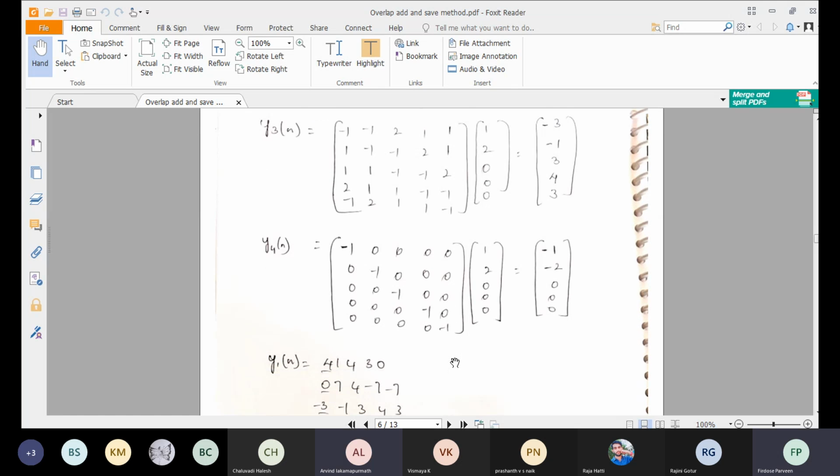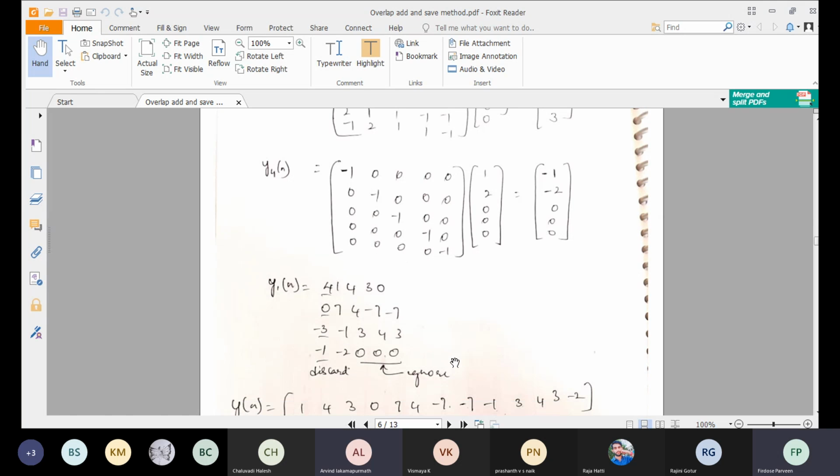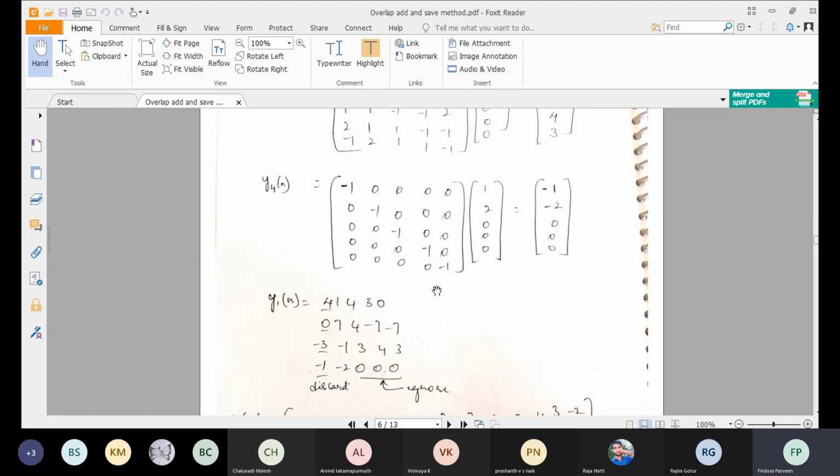So next, what is your y1 of n? What is your y2 of n? Write down like this: what is y3 of n? What is y4 of n? The next thing you have to do, since we have padded one number at the starting, is to discard those numbers here.